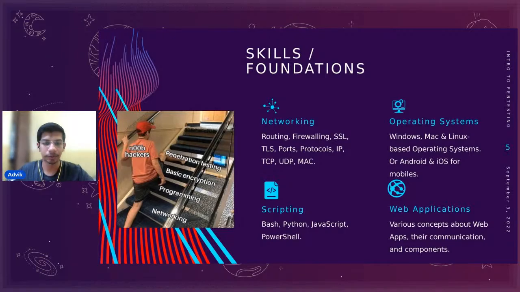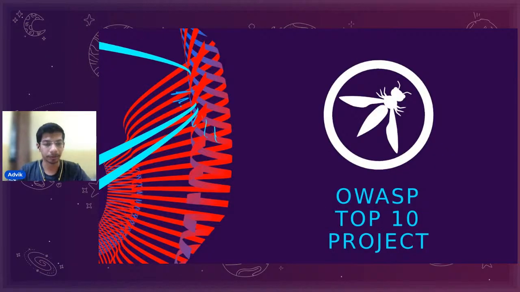So now moving on, we have the OWASP Top 10 project. OWASP stands for Open Web Application Security Project, and it's an online community that produces freely available articles, methodologies, documentation, open source tools, and technologies in the field of web application security. The Top 10 project is a standard awareness document for developers. It represents a broad consensus about the most critical and common security risks to web applications.